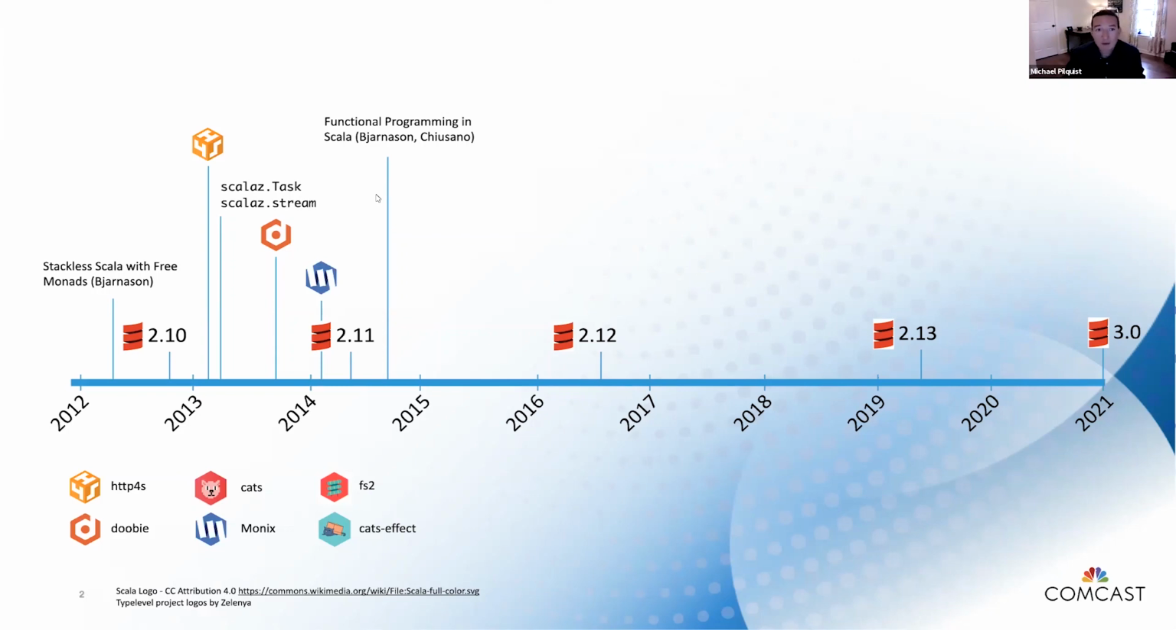Scala Z Stream had a number of releases around this time. It was adopted by a number of companies, and real applications started to get built with it. But we had a bunch of things happen in the community.